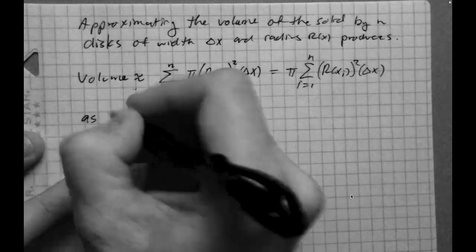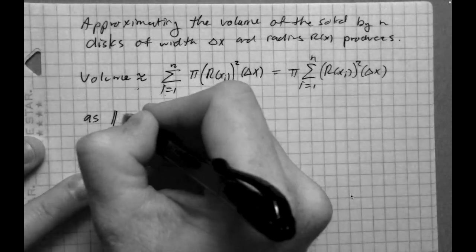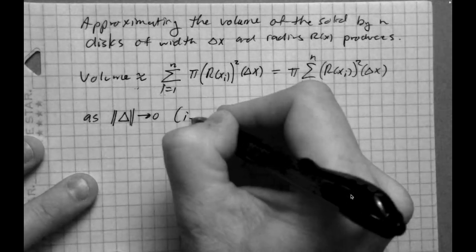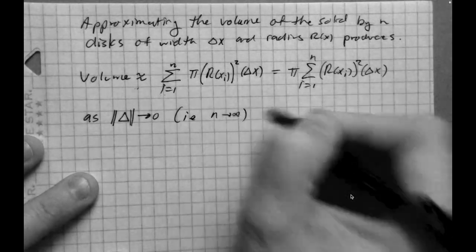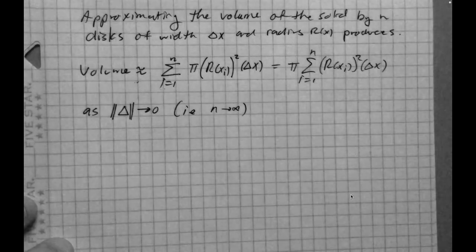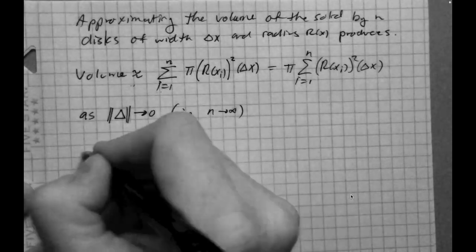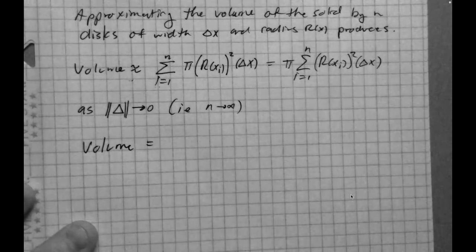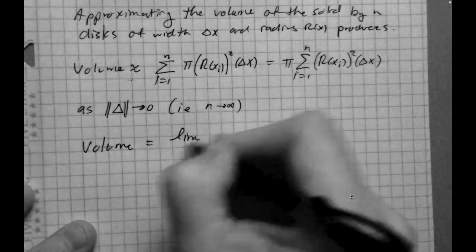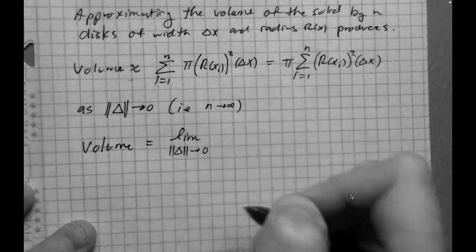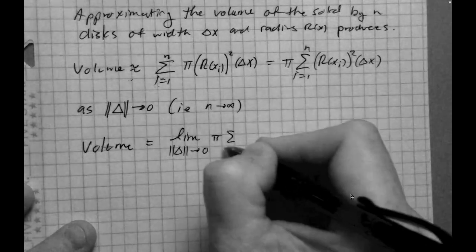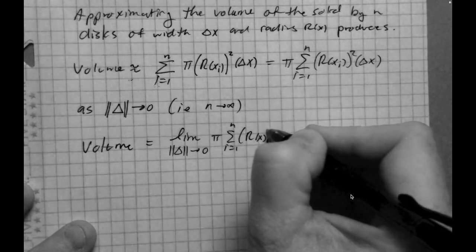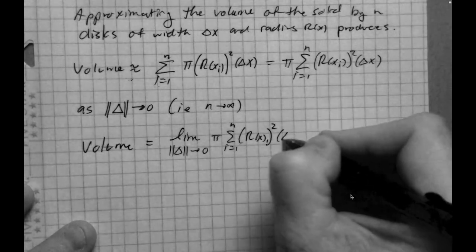So basically what we can say is that as the norm of the partition goes to 0, i.e. n goes to infinity, the number of disks in the approximation increases to infinity. As that happens, the volume goes from being approximately this thing to being precisely this thing. So we'd say the volume is equal to the limit as the norm goes to 0 of pi times the sum from i equals 1 to n of r of x_i squared times delta x.